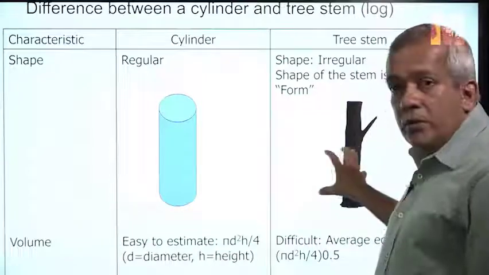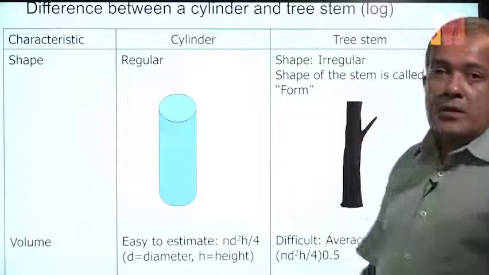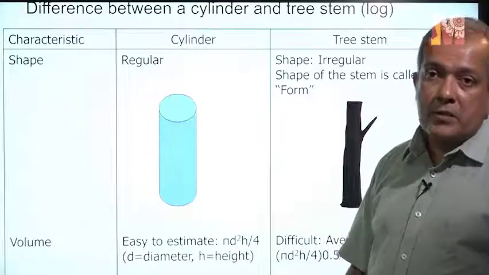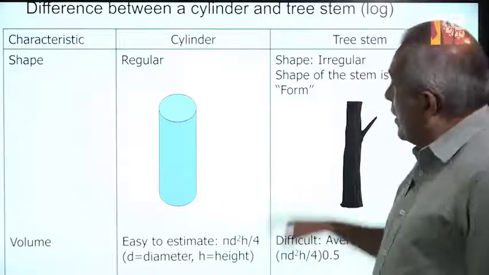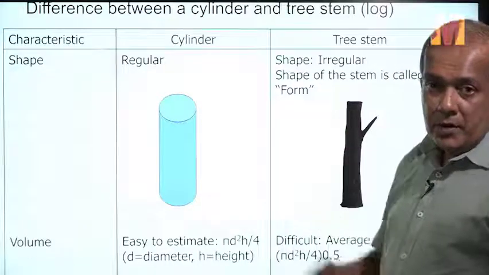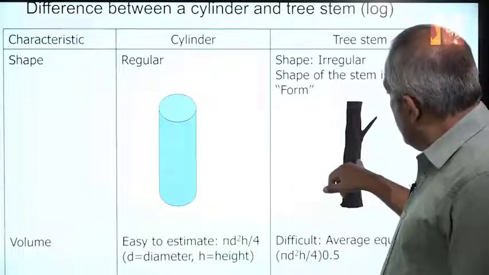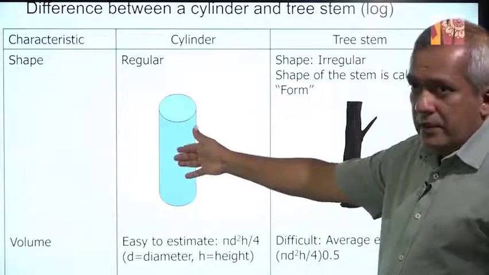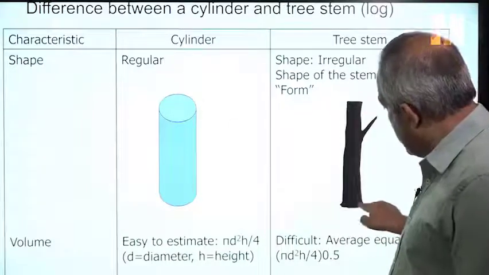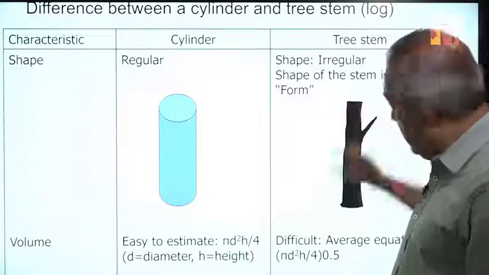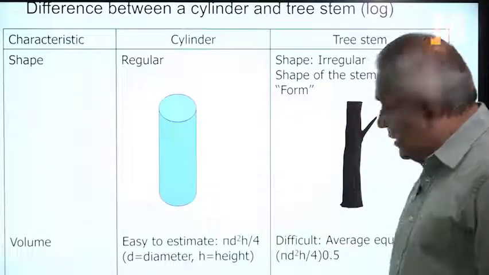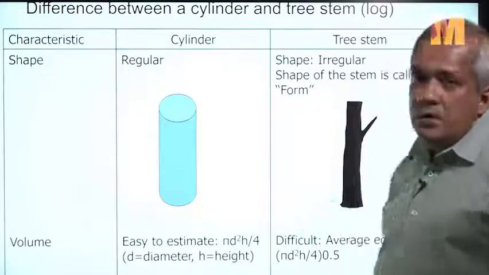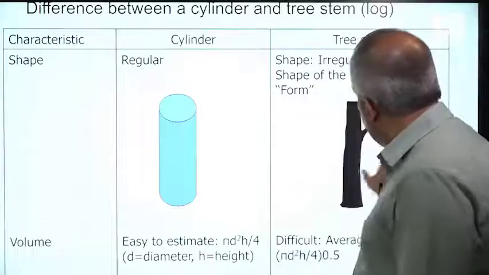But when it comes to the tree, because of its irregular shape, volume has become the most difficult parameter to accurately estimate in forestry. Therefore, as an approximation, if you want a rough volume, we assume the volume of the tree stem as half of a cylinder, and then we estimate the cylinder volume using the base diameter and the height of the log, and then we divide it by 2. So, the assumption is that the volume of a tree stem is half of the volume of a cylinder.